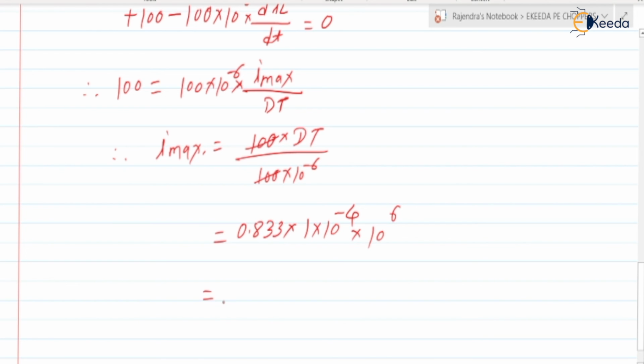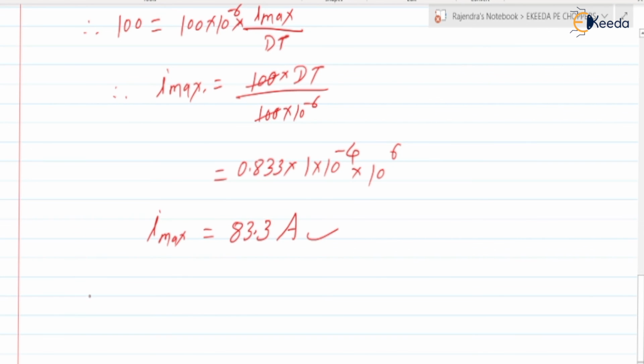So it is 0.833 into 10 to the power 2, which is 83.3 ampere. This is the peak value of the inductor current. But the peak value of the inductor current is the same as the I_S peak. Therefore I_S peak is equal to I max, which is 83.3 ampere. Is this clear?